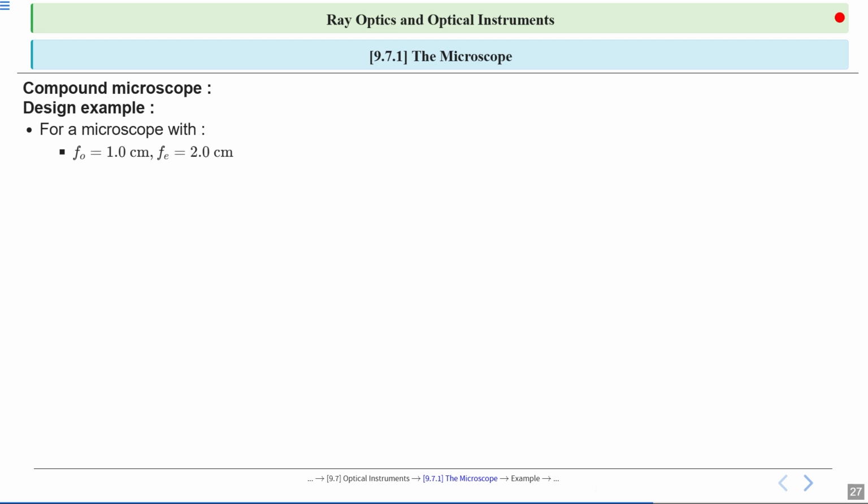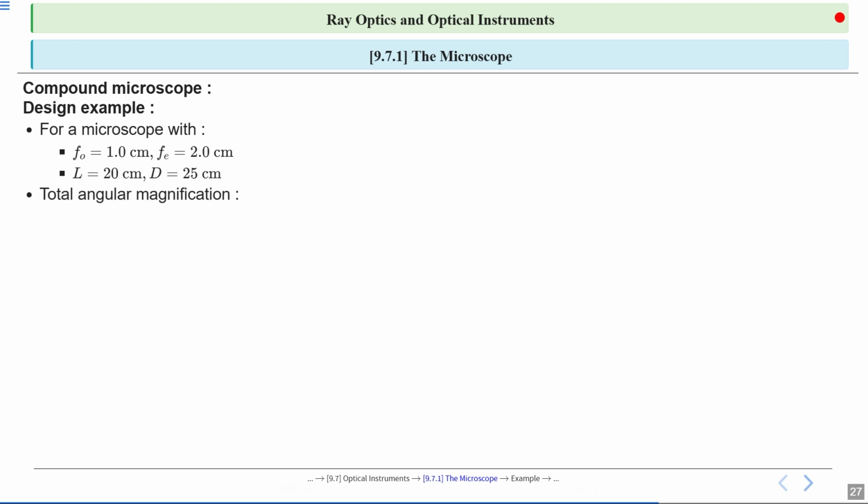So here we have the focal lengths of the objective and eyepiece lenses. F naught equals 1 centimeter and Fe equals 2 centimeter. These values are essential for calculating the magnification. Additionally, tube length L equals 20 centimeter and the least distance of distinct vision D equals 25 centimeter are given. These parameters will help us compute the total magnification.